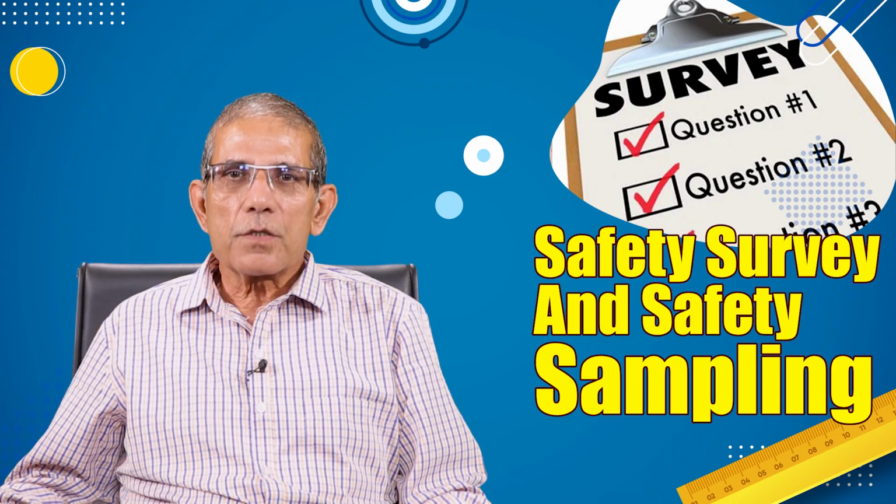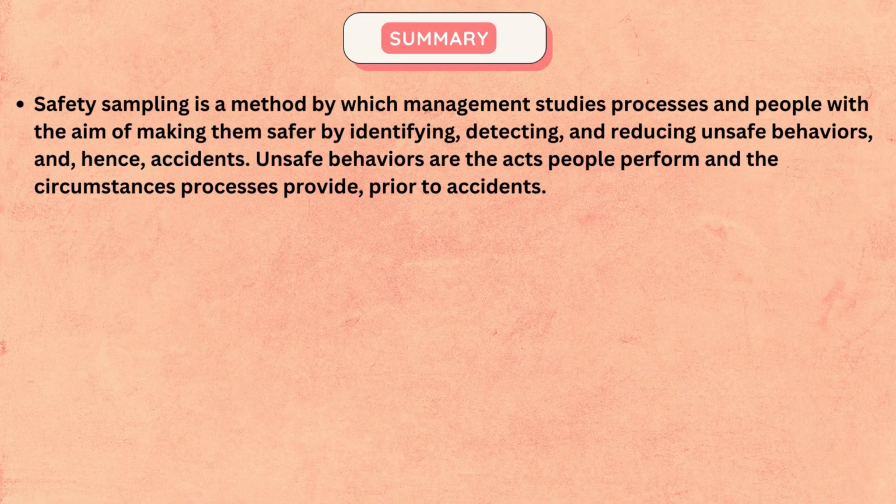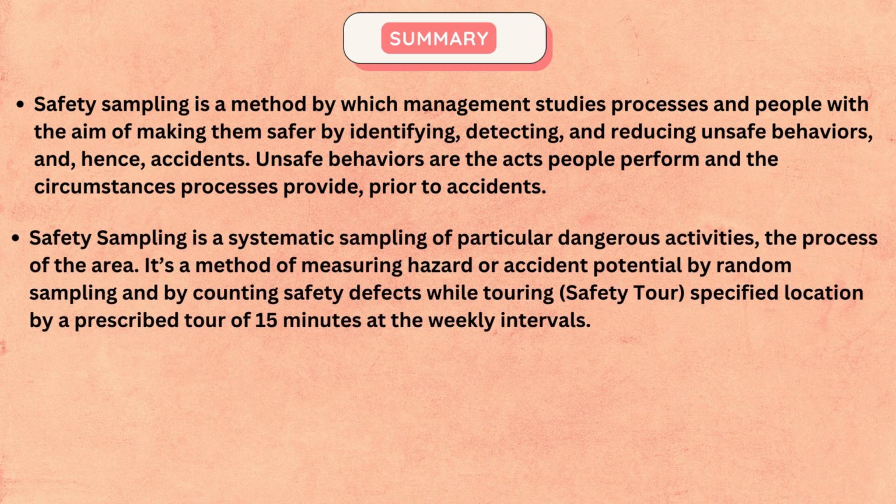To summarize, safety sampling is a method by which management studies processes and people with the aim of making them safer by identifying, detecting and reducing unsafe behavior and hence accidents. Unsafe behaviors are the acts people perform and the circumstances processes provide prior to an accident. Safety sampling is a systematic sampling of particular dangerous activities in the process or area. It is a method of measuring hazard or accident potential by random sampling and by counting safety defects.